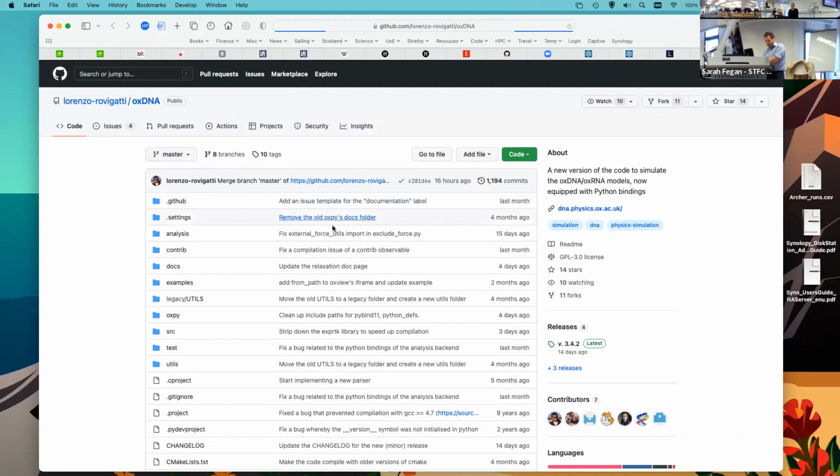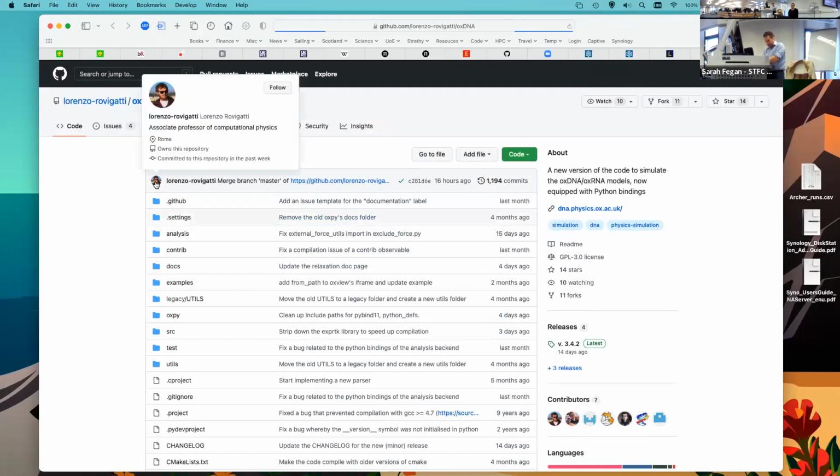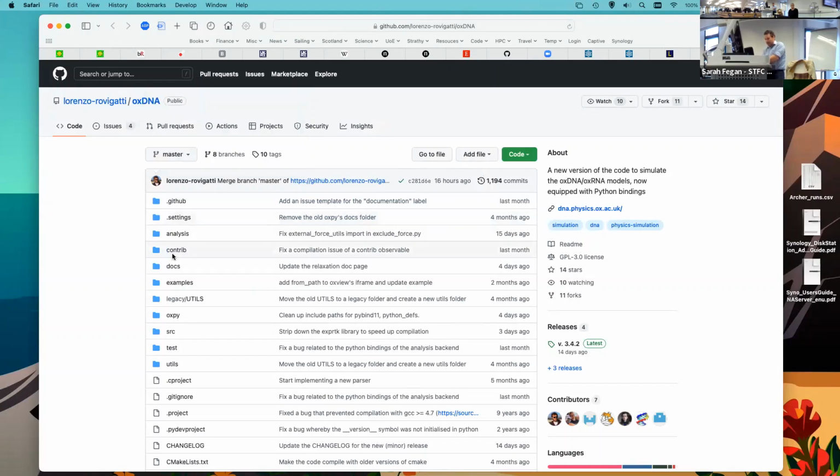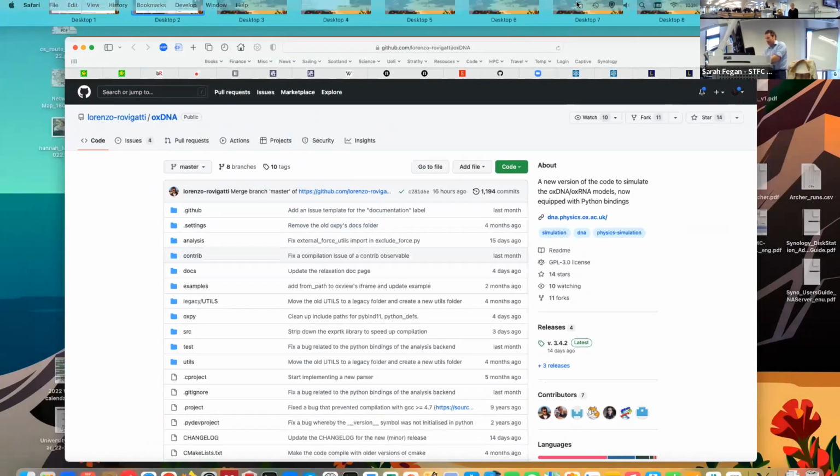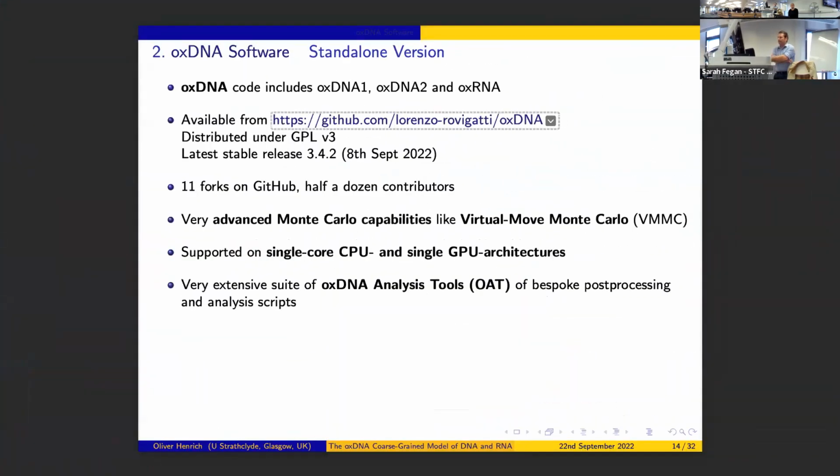This is the oxDNA distribution. Here's Lorenzo. He's based at La Sapienza in Rome, and is one of the 3 main developers of the standalone code. You see, like I say, half a dozen contributors, not in the hundreds, but with LAMMPS, the only contributor actually is myself. So they've got about 3-4 people, 11 forks on GitHub. So it's a completely different order of magnitude, obviously.